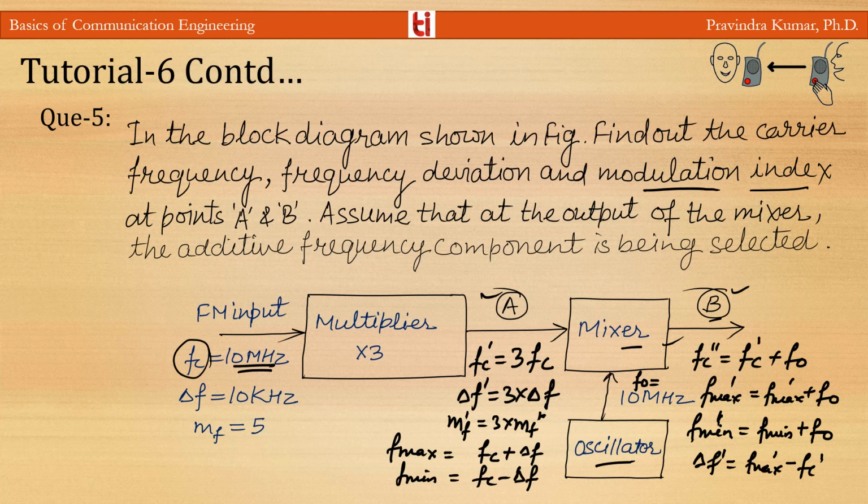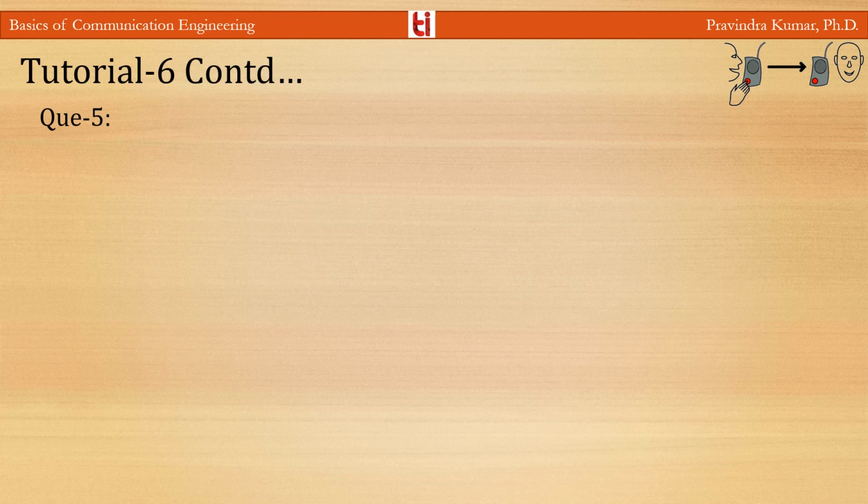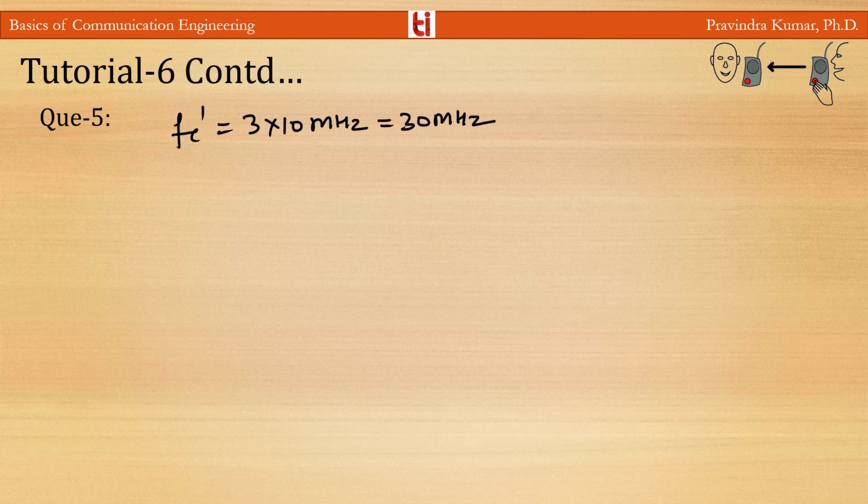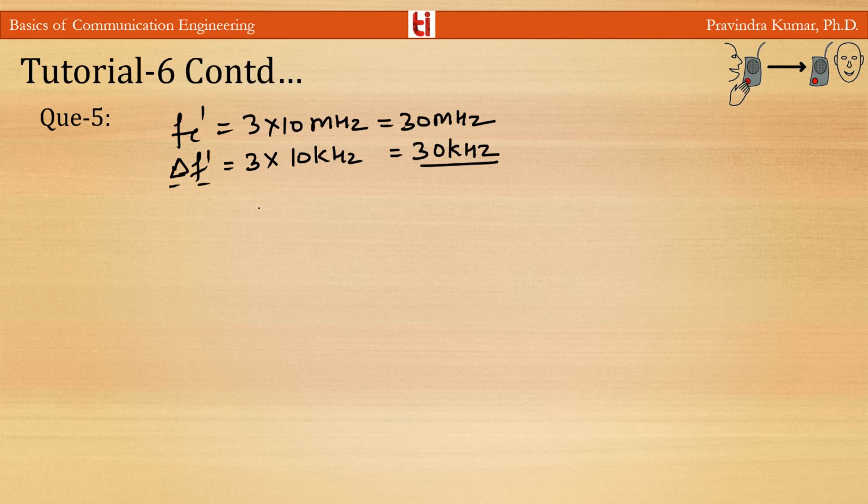So we will calculate this at point A. Fc dash will be 3 into 10 megahertz, so it will be 30 megahertz. And frequency deviation del F dash will be 3 into del F, where delta F is 10 kilohertz, so it is 30 kilohertz. So the frequency deviation delta F dash is 30 kilohertz, and modulation index MF dash is 3 into MF, which is 5, so it is 15.